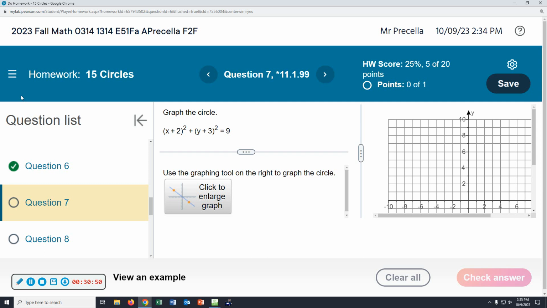So this is number 7. Same type of problem. X plus 2 quantity squared plus y plus 3 quantity squared is equal to 9. And the same instructions, they want us to draw the graph.